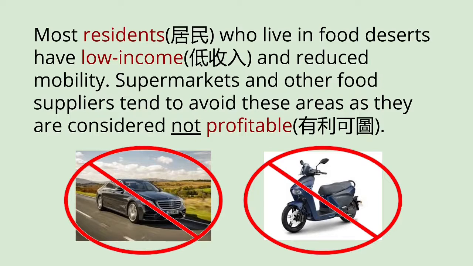Most residents who live in food deserts have low income and reduced mobility. So, what does reduced mobility mean in this instance? It means that they do not have a car or other convenient means of transportation. Supermarkets and other food suppliers tend to avoid these areas as they are considered not profitable.